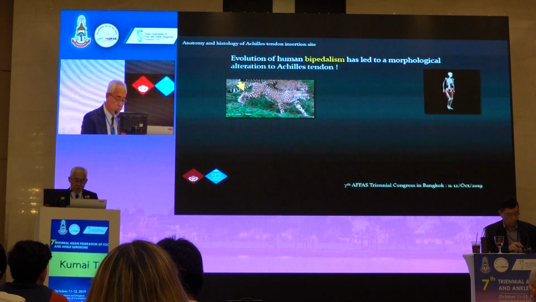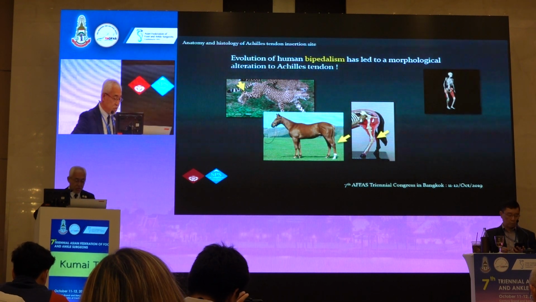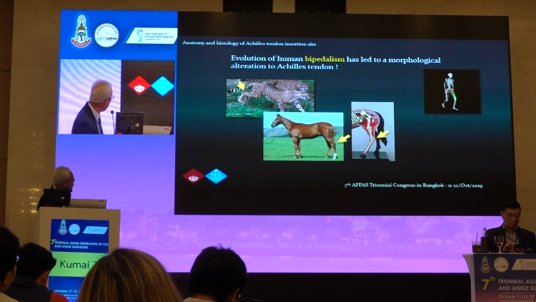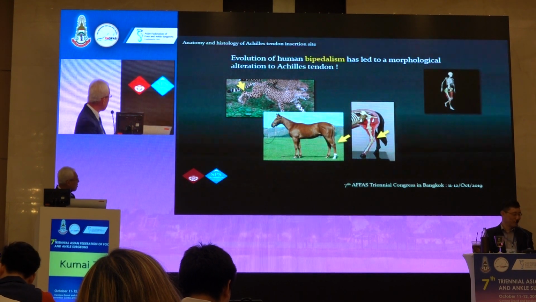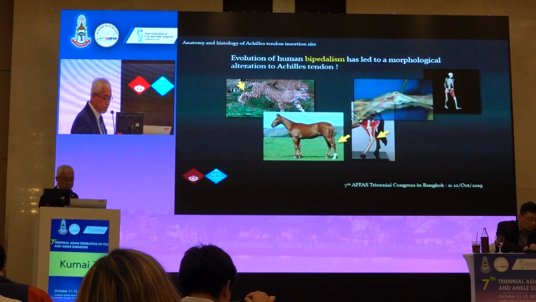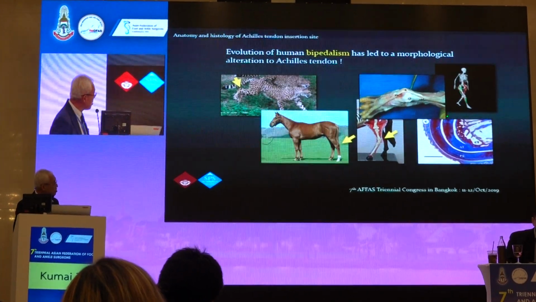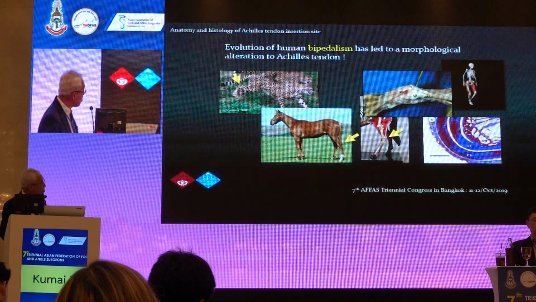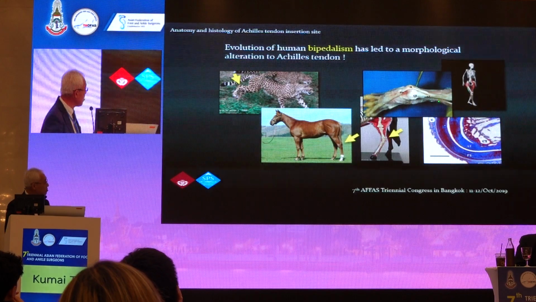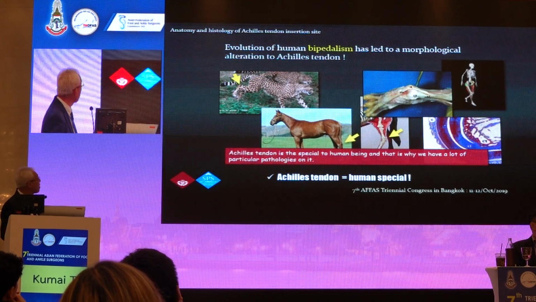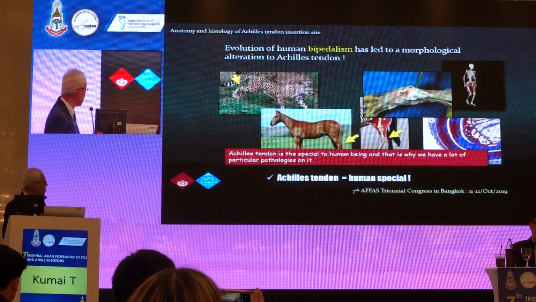The evolution of human bipedalism has given us a great morphological change to the Achilles tendon. Here you can see most animals' heels are located higher than human beings', and their heels never strike the ground while walking and running. This is a histological section of the right Achilles tendon, showing the Achilles tendon and calcaneus. The Achilles tendon is not the largest tendon in animals; the bigger tendon is wrapped around the Achilles tendon. So I think we can say the Achilles tendon is human special. That is why we have a lot of pathology on it.